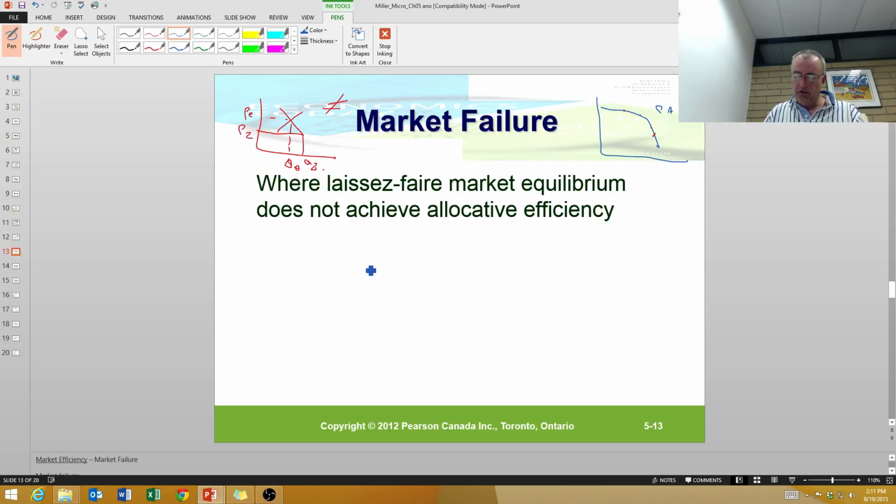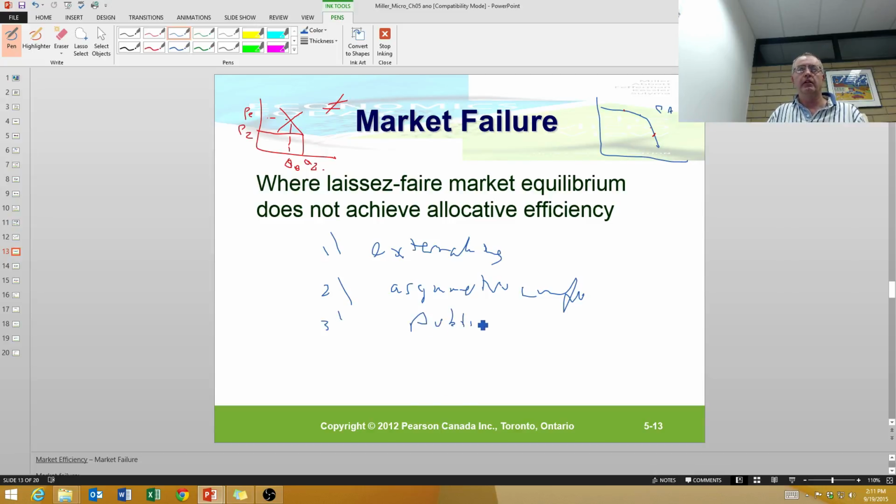We have these 4 types of market failure that we're going to look at over the balance of the slides. So we have so-called externalities, and we have situations where we have asymmetric information, and then we have a situation of public goods, and then finally we have the situation of common property resources.